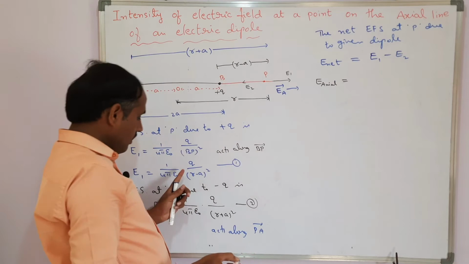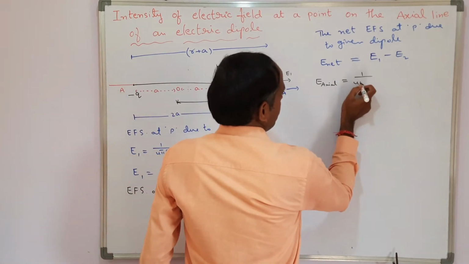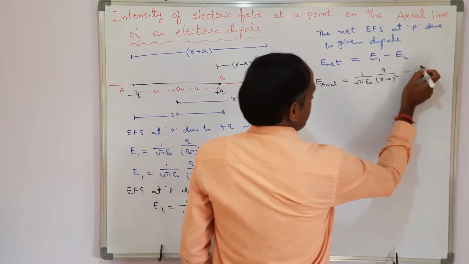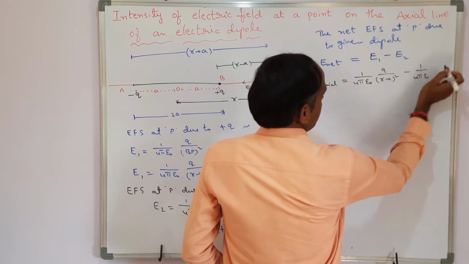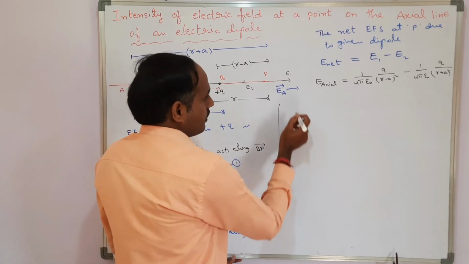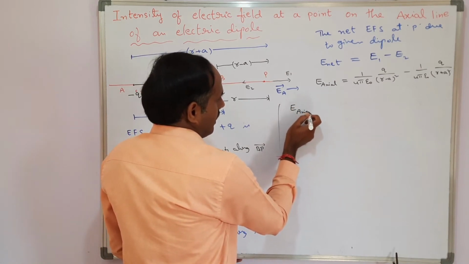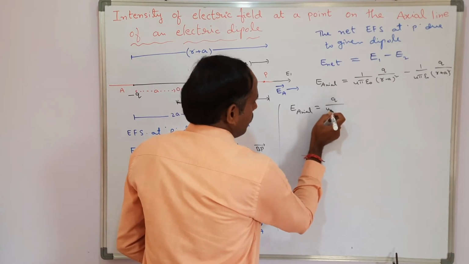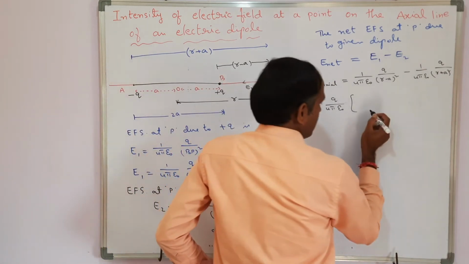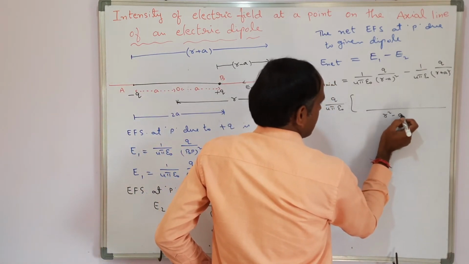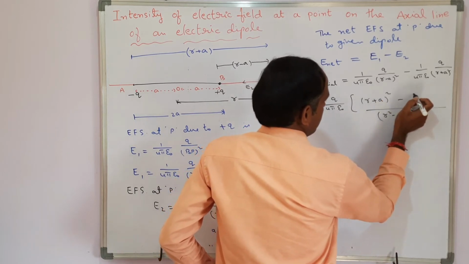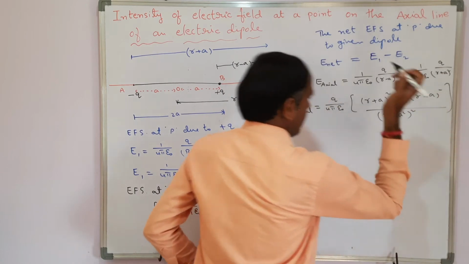So E1 from equation 1 is 1 by 4 pi epsilon naught q by (r minus a) whole square, minus 1 by 4 pi epsilon naught q by (r plus a) whole square. Therefore, E on the axial line is equal to, taking q by 4 pi epsilon naught common, 1 by (r minus a) whole square minus 1 by (r plus a) whole square. Taking the LCM as (r square minus a square) whole square, we get (r plus a) whole square minus (r minus a) whole square.